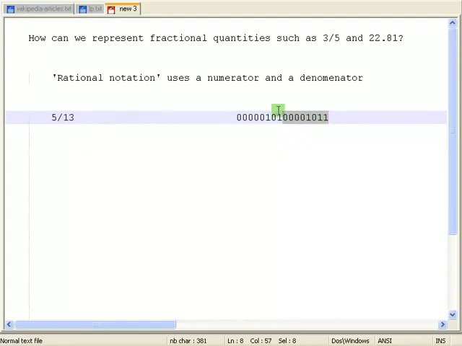Now, it doesn't matter that the denominator come immediately after the numerator. You could put the denominator before the numerator, or you could put the numerator and denominator in entirely different places in memory. It doesn't really matter as long as you remember where you put them. Nor does it matter that they both use an equal number of bits. You could have the numerator have 20 bits and the denominator have 3 bits. It's really up to whatever suits your purposes.